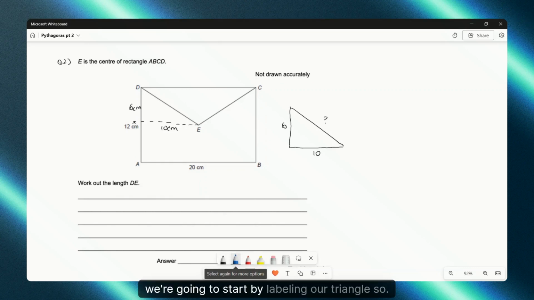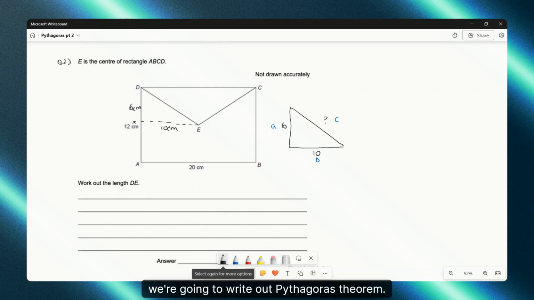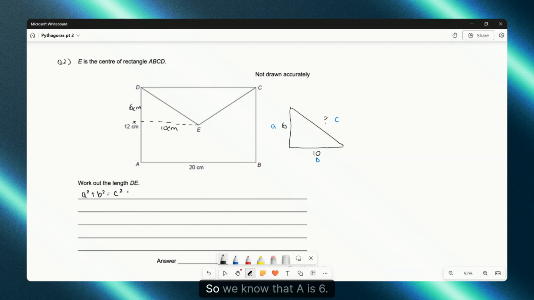So as always, we're going to start by labeling our triangle. So a, b, c. Next, we're going to write out Pythagoras' theorem. a squared plus b squared is equal to c squared. So we know that a is 6, so that's 6 squared, plus 10 squared is equal to c squared. We know that 6 squared is 36. We know that 10 squared is 100. So therefore, c squared is equal to 136.